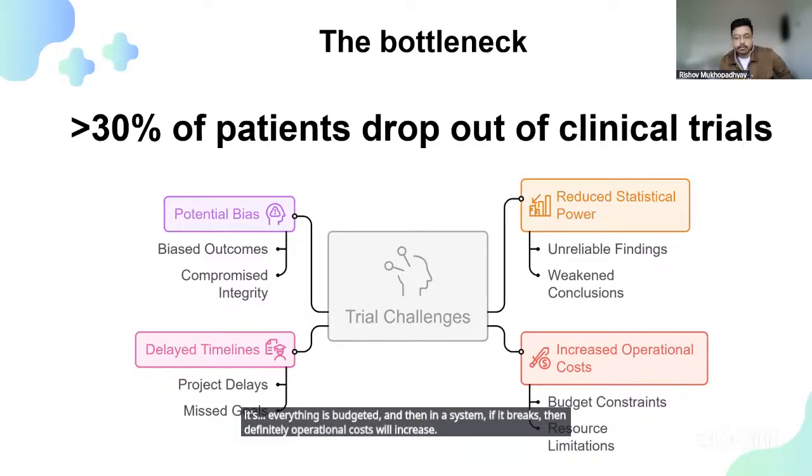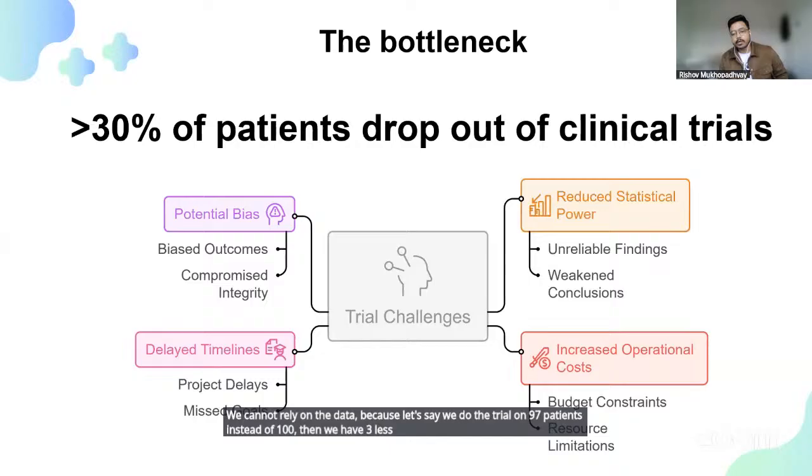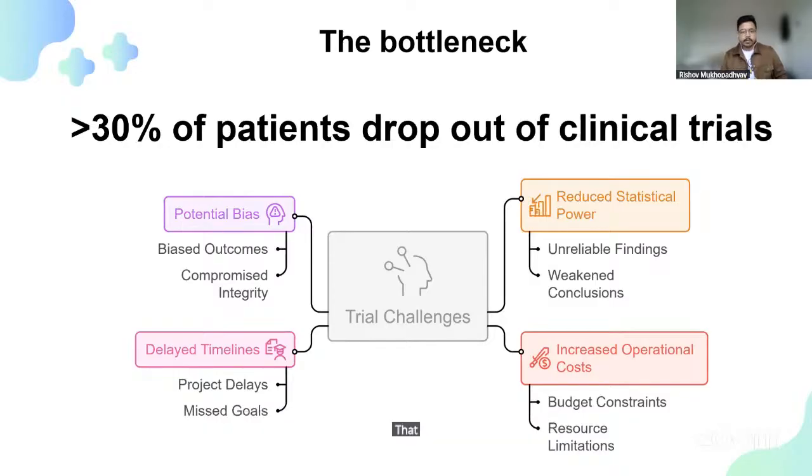This creates a lot of statistical problems, because then we cannot rely on the data. Let's say we do the trial on 97 patients instead of 100, then we have 3 less. So this is kind of a weak statistical analysis. Then we cannot conclude completely as per the rules that this drug is safe. And then comes the potential biased outcome, compromised integrity. So this is not a very approved way of trialing, because we had fewer patients.